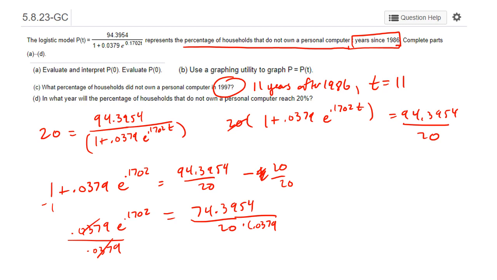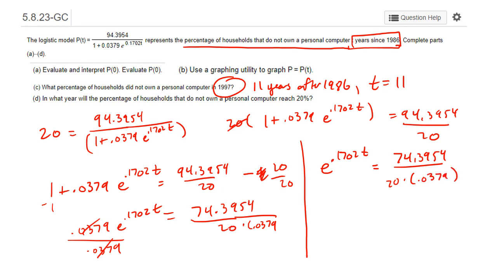Okay, so I'm going to clearly write over here. On the left, we have e. Oh, I forgot my t. I apologize. It was e to the 0.1702 t. That's important. On the right, we have 74.3954 over 20 times 0.0379. Now I'm going to convert this to a natural logarithm.